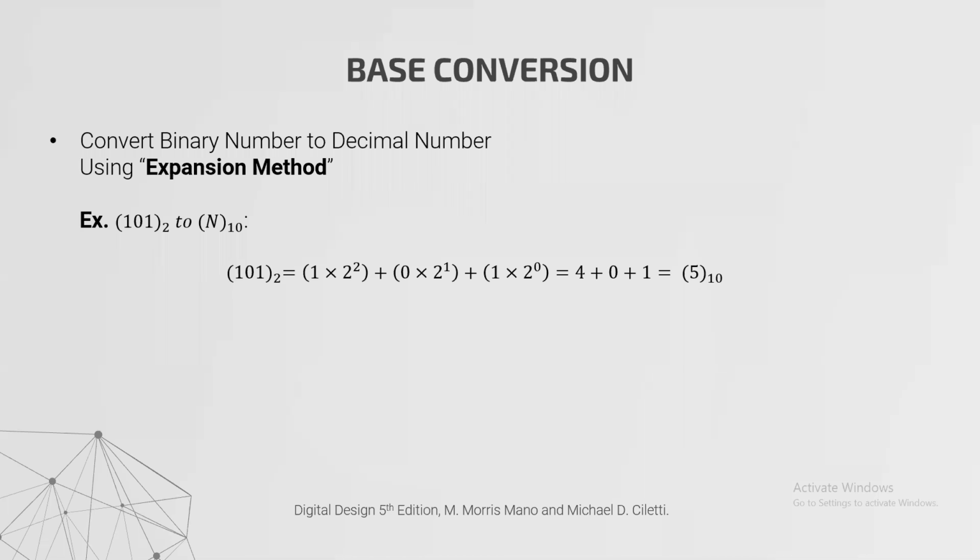So each of these places represents a power of 2. The first bit is 2 to the 0 power. The second bit is 2 to the power of 1. The third is 2 squared, 2 to the power 2, which is 4, and so on.